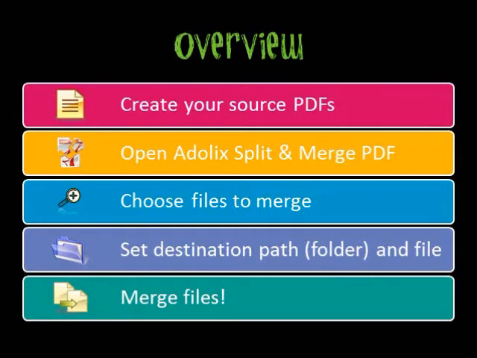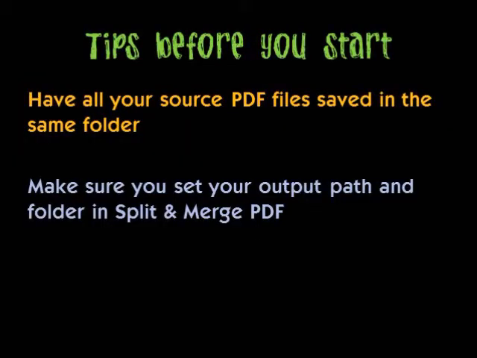It's actually quite straightforward. So before you start, it's a good idea just to have all your source PDF files saved in the same folder. And what I usually do is I often number them 1 to whatever, depending on the order that I want to put them in my final PDF. It just makes it easier for me to get organized. And when you're actually just about ready to combine your PDFs, make sure you set your output path and folder in Split and Merge PDF, otherwise it's just going to save it somewhere, I can't remember exactly, fairly random. It's a good idea to be master of your own destiny and tell it exactly where to save it.